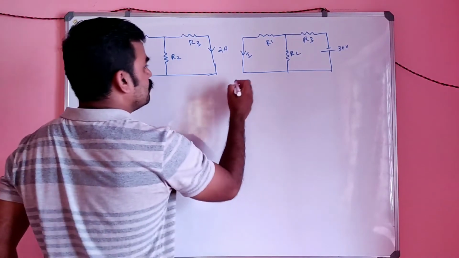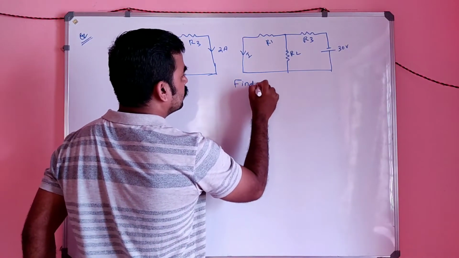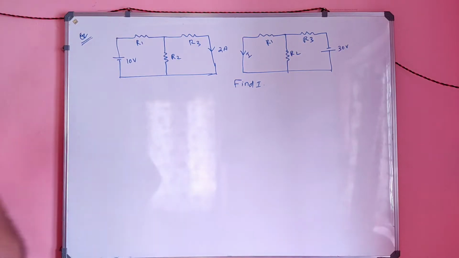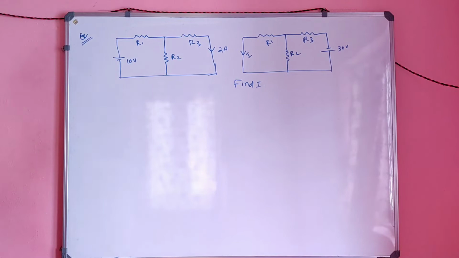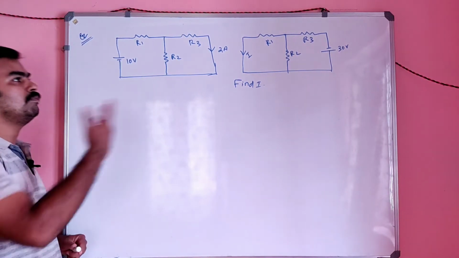So our aim is simply to find I. Find I. Find I simply. Okay, how can we solve this? How can we solve this?